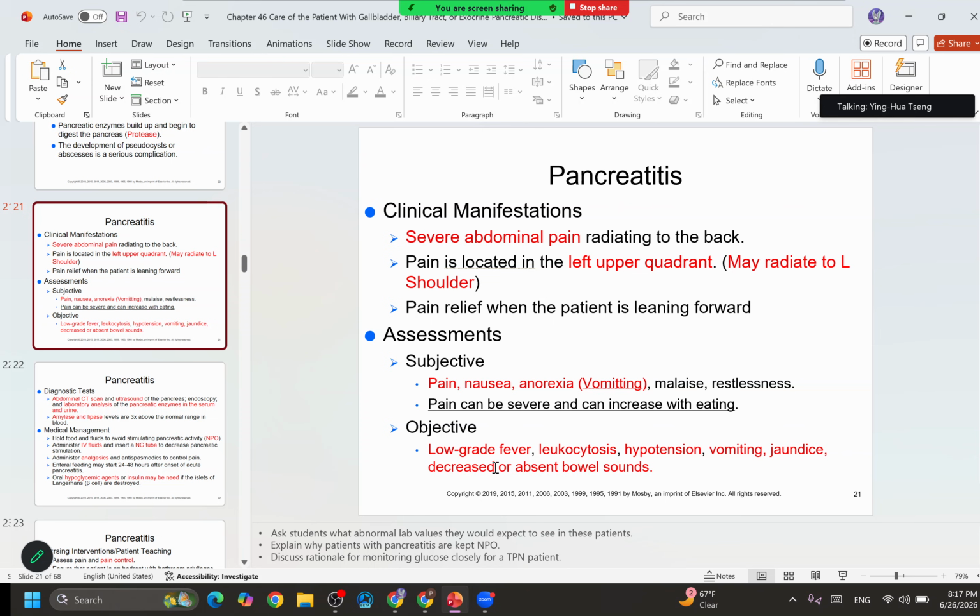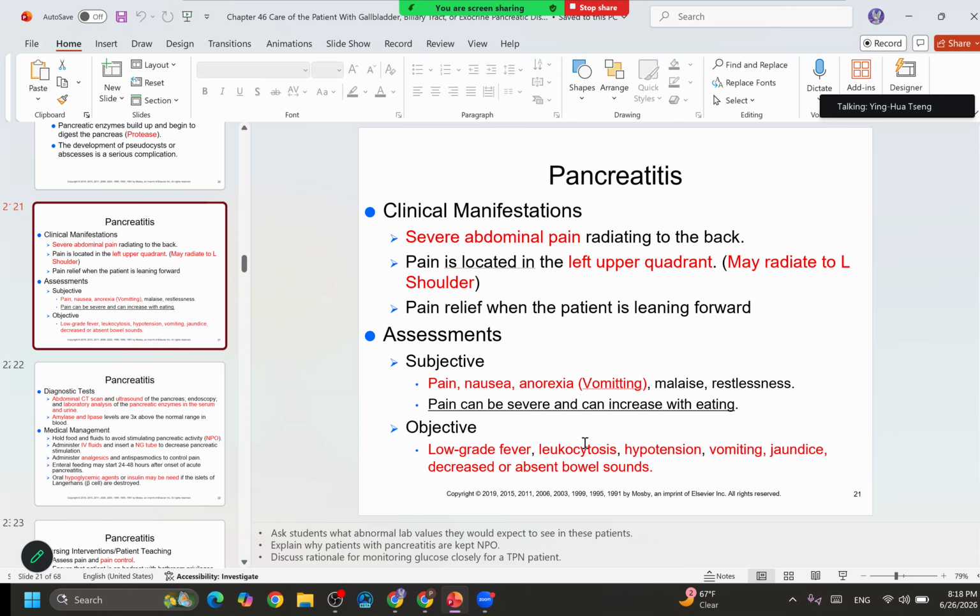The same, if the pancreas is inflamed, they also have a low-grade fever. Leukocytosis: why does the white blood cell count go high? Because your pancreas, this organ, got damaged. It's hurting. So your white blood cells think maybe it's a bacteria or a virus attacking your body. That's why they suddenly go high, and they go to the pancreas layer and try to destroy all this kind of bacteria, the virus.